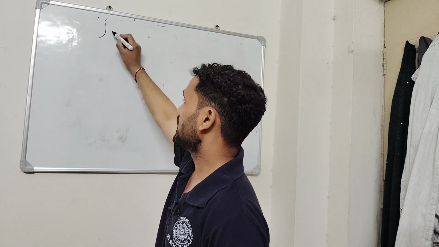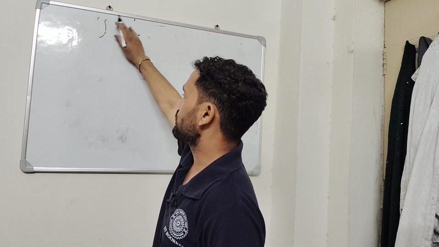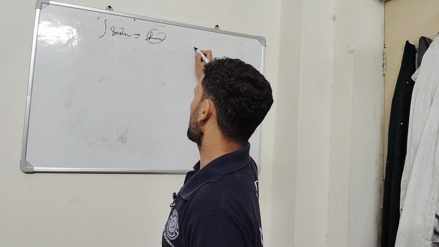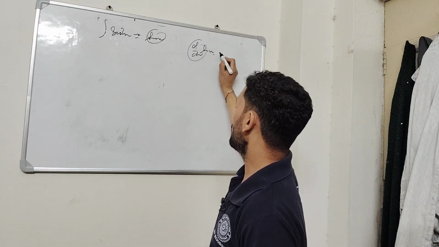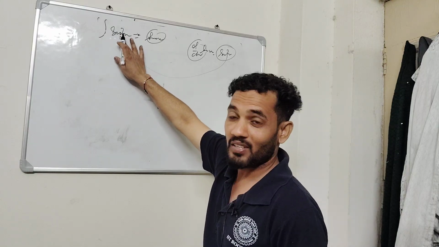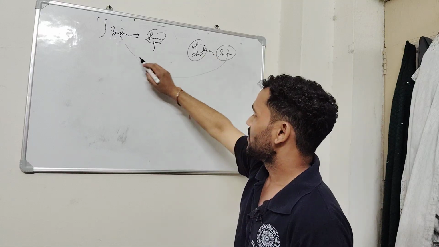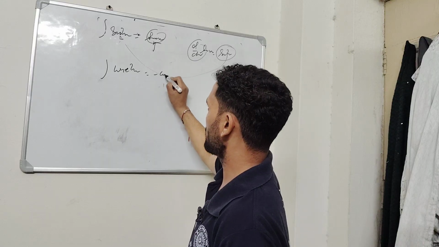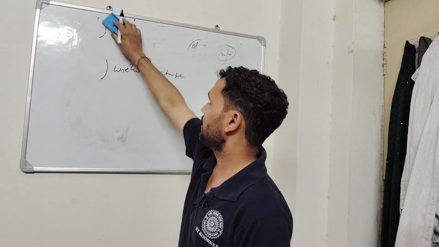Now comes to the squares, sec square x. The integration of sec square x is tan x, because the differentiation of tan x is equal to what? Sec square x. So simply, the integration of sec square x is equal to tan x, right? And cosec square x integrates to minus cot x plus c. So these are the very basic formulas.